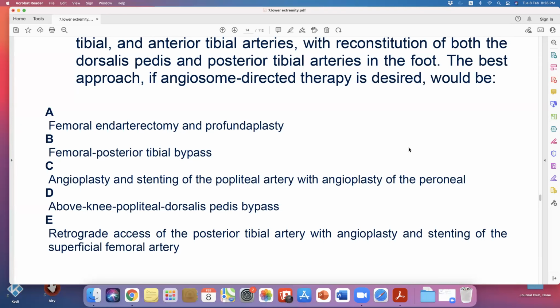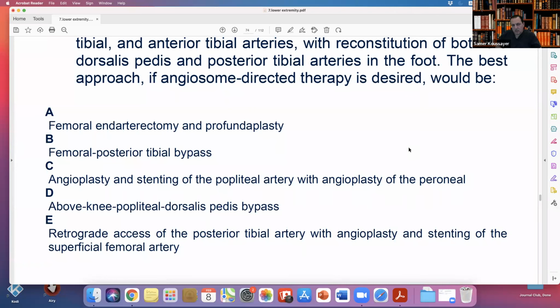Actually, we don't prefer to put a stent in the popliteal artery, but people do that, so you cannot argue on this point. The argument will be the peroneal artery, which is not correct because they said angiosome. If they said angioplasty and stenting of the popliteal artery with angioplasty of the anterior tibial, yes, people do that, and I cannot say it is wrong, although maybe it's not the best treatment.